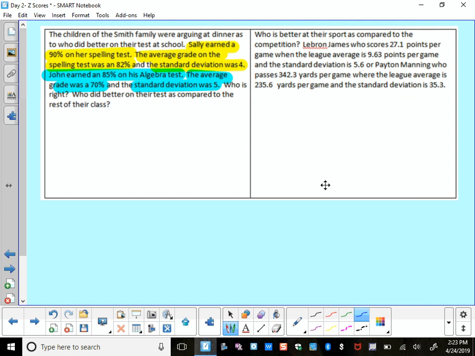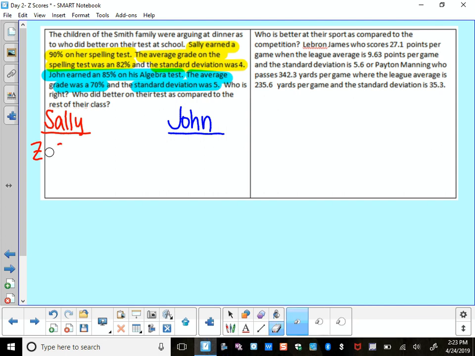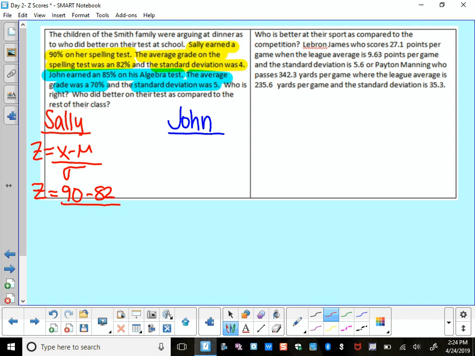I want you guys to write exactly what I'm writing, okay? So we have Sally, and we have John. All right, Sally. We're going to compare their z-scores because that's what levels the playing field. So we have z equals x minus the mean divided by standard deviation. I don't know her z-score, that's what we're solving for, to compare. What was her score on the test? What was her x? 90. She got a 90. What was the class average? Minus 82. And what was her standard deviation? 4. What did she get for her z-score? Type in the top part of your fraction, hit enter, then divide by 4. Her z-score should be 2.